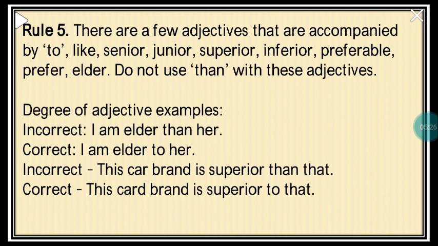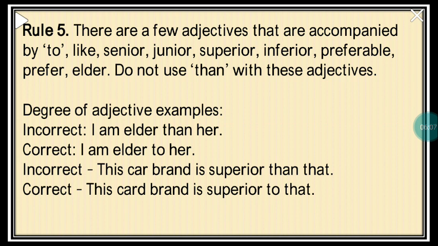Then rule number 5. There are a few adjectives that are accompanied by the word to, like senior, junior, superior, inferior, preferable, prefer, elder. So we do not use than with these adjectives. You say junior to, senior to, elder to, inferior to, more preferable to. So when you have words like these, like I am elder than her, we never say that. That is wrong English. So what should you say? I am elder to her. Then this car brand is superior than, that is also wrong. How should we rephrase that?